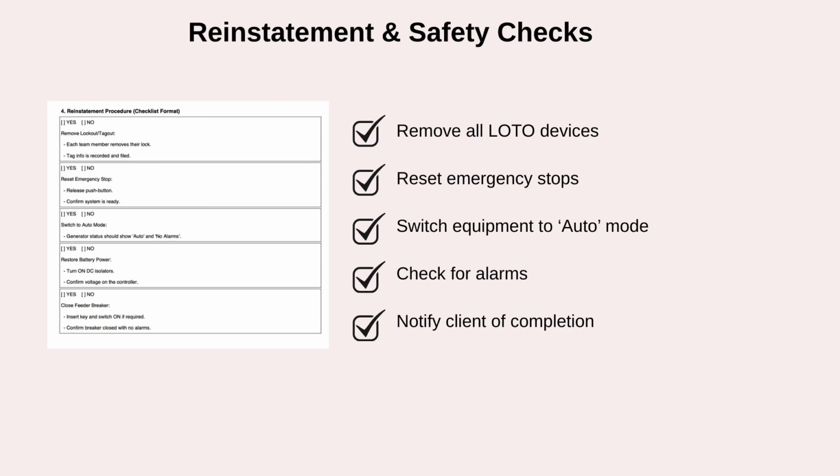Check for alarms on the BMS. This is your final system check. Go back to the building management system and make sure there are no unexpected alarms, like oil pressure faults, battery voltage alerts, or start failures.